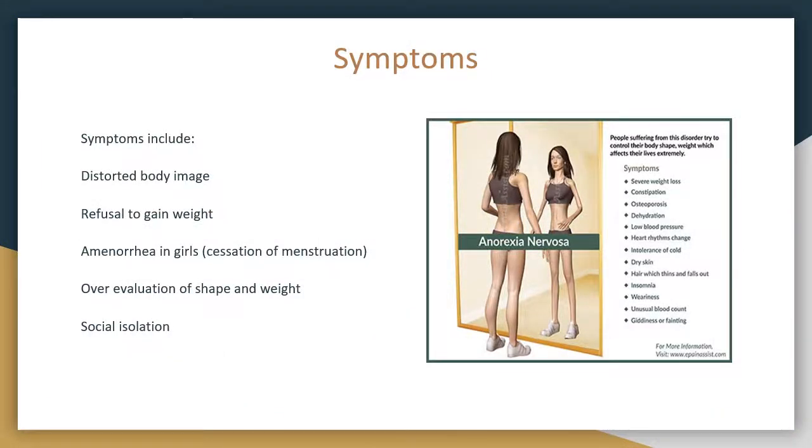Along with the symptoms that you see on the right-hand side of the screen, additional symptoms include distorted body image, refusal to gain weight, amenorrhea in girls, overevaluation of shape and weight, as well as social isolation.